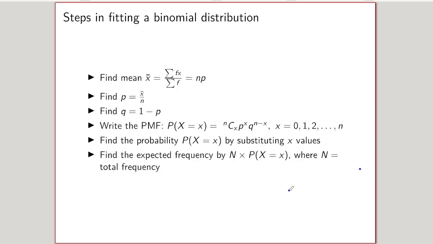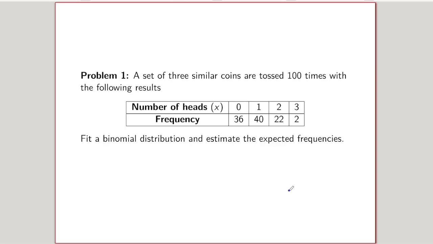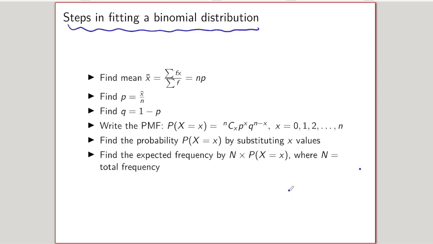The steps in fitting a binomial distribution are given here. First, based on the given table, the question will be in this format. A table will be given with the number and the frequency. We are going to find the mean value using that frequency. The formula is summation fx divided by summation f. We know that the mean value of a binomial distribution is np. So this first step is very critical.